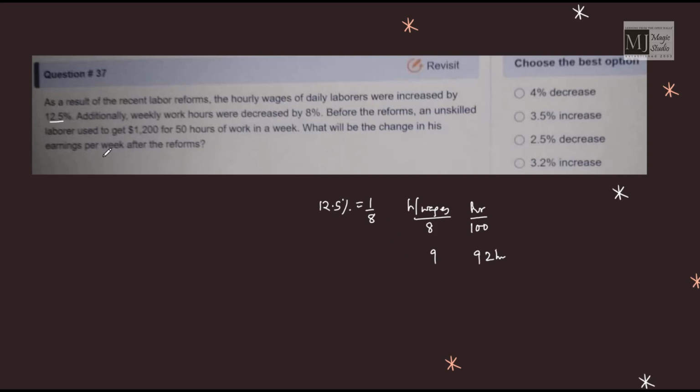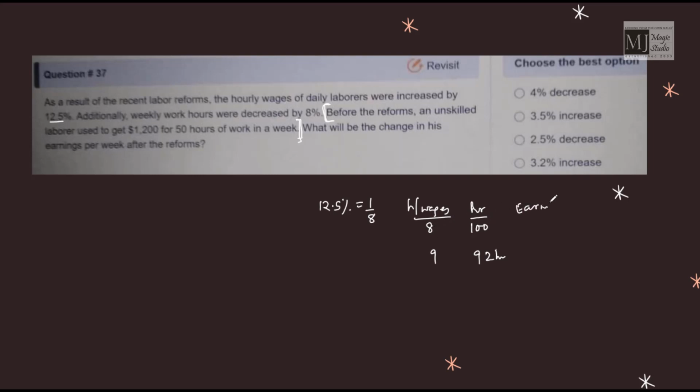Before the reforms, an unskilled laborer used to get $1,200 for 50 hours of work in a week. That is irrelevant information till now. What will be the change in his earnings per week after the reforms? As you see in the options, everything is given in percentages, so this particular information is irrelevant. What we need to find is the change in earnings per week. Earnings per week would be the number of hours worked into hourly wages.